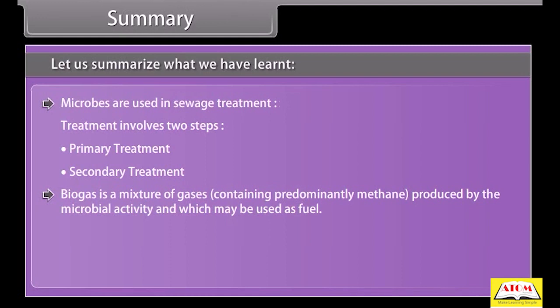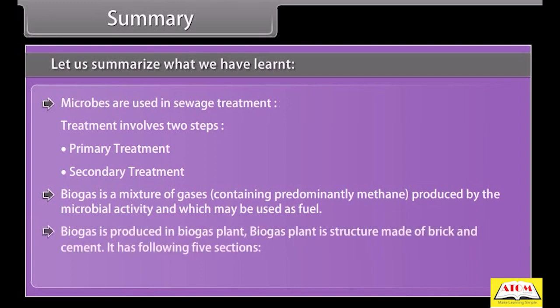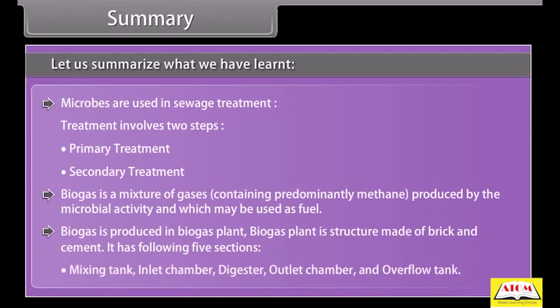Biogas is a mixture of gases containing predominantly methane produced by the microbial activity and which may be used as fuel. Biogas is produced in a biogas plant. A biogas plant is a structure made of brick and cement. It has the following 5 sections: mixing tank, inlet chamber, digester, outlet chamber, and overflow tank.